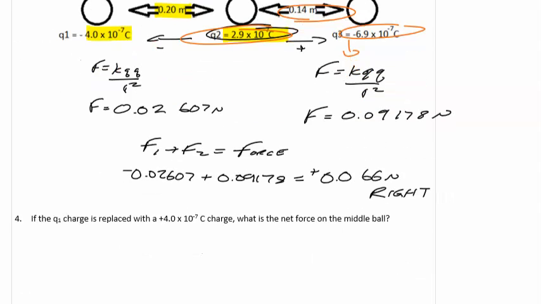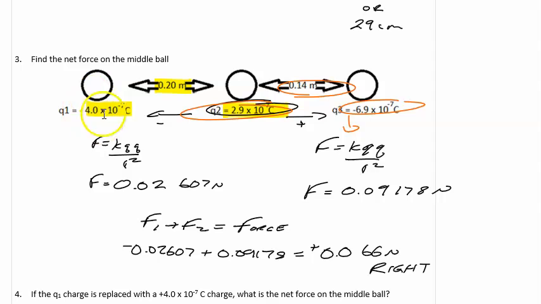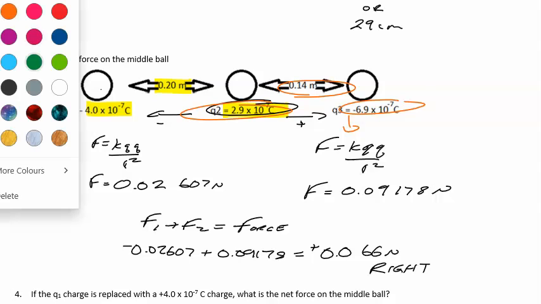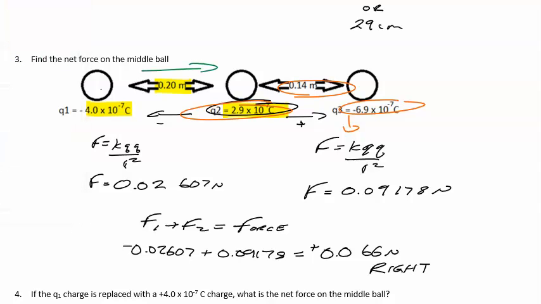Now, the next question just asks, what if this charge, this Q1, is actually changed from negative to positive? Well, in that case, we would see this as being a repulsive force. And so this force would actually be going this way, and this force would be going this way. They'd both be going to the right.